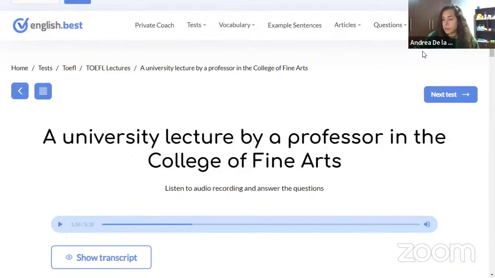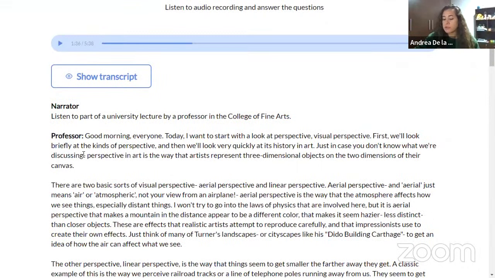Okay, guys, let's stop there. So just to see the first part, we're gonna see the transcript. Of course, when you're actually in the test, you can't do that. You can't see the transcript. But I just want to show you a couple of things. So in the beginning, we have the introduction, where the professor talks about the topic, as I told you, right? The professor always introduces the topic first.